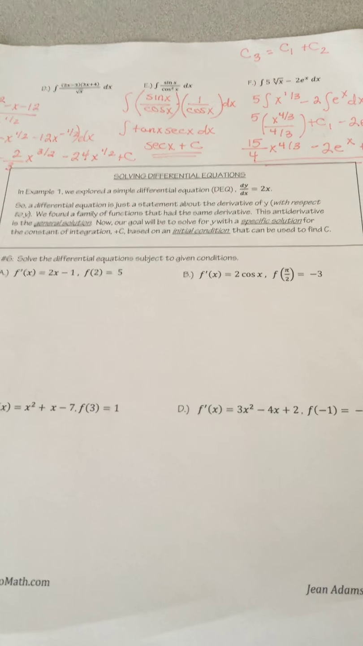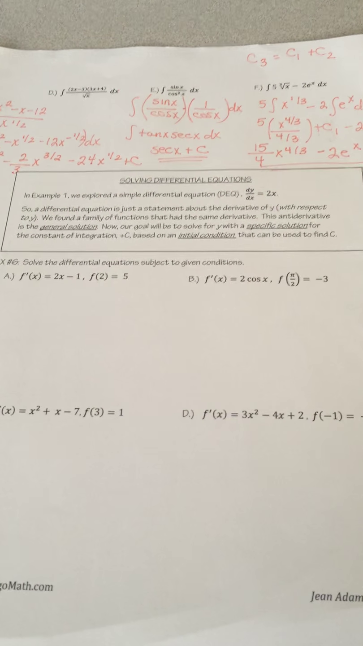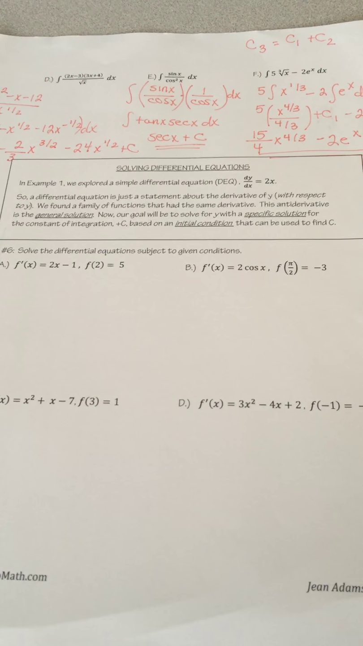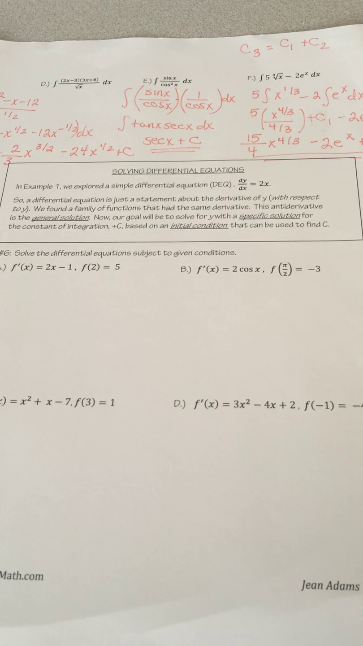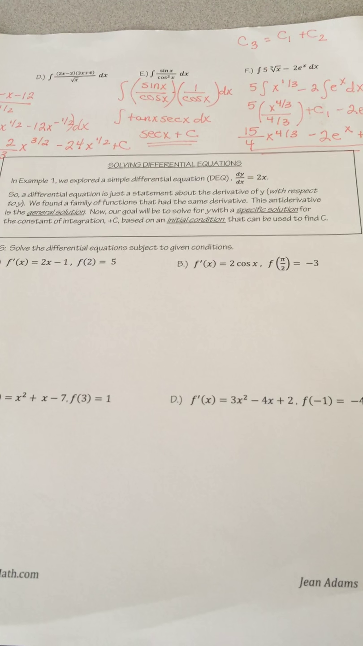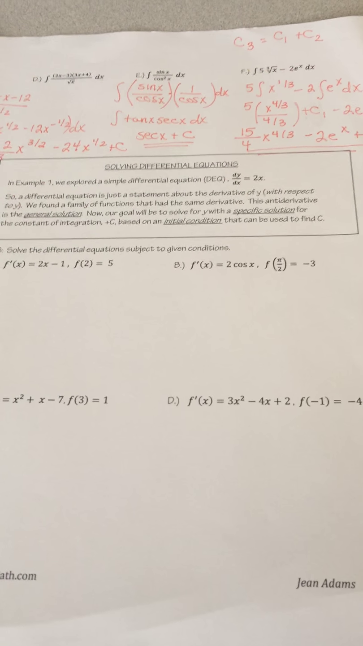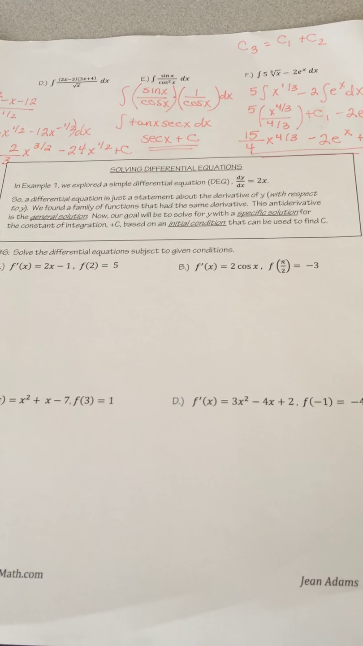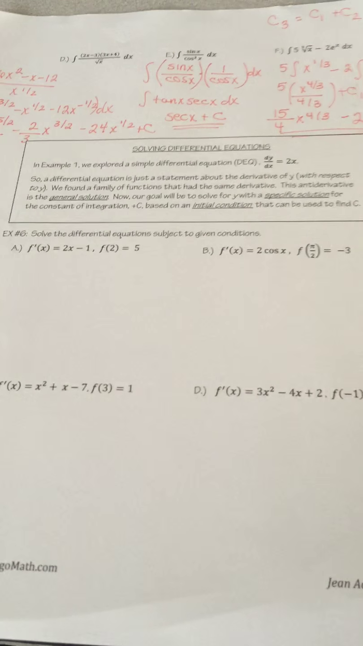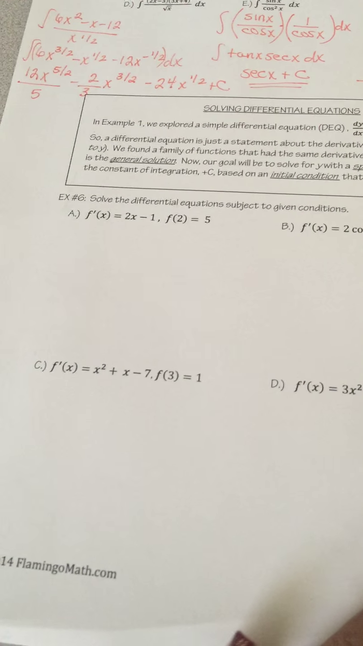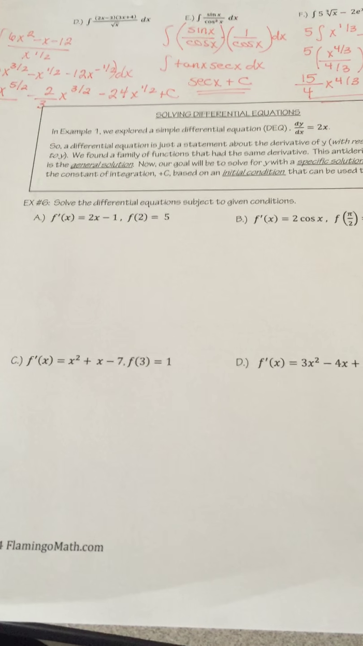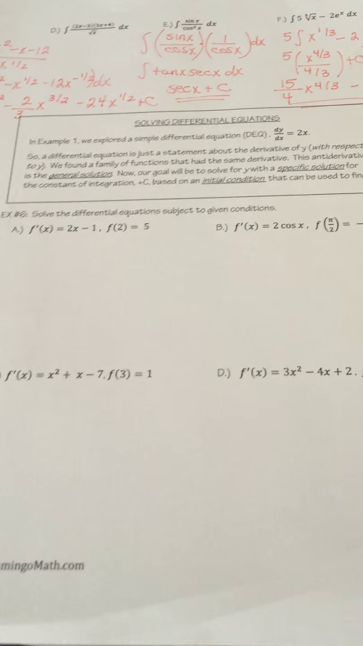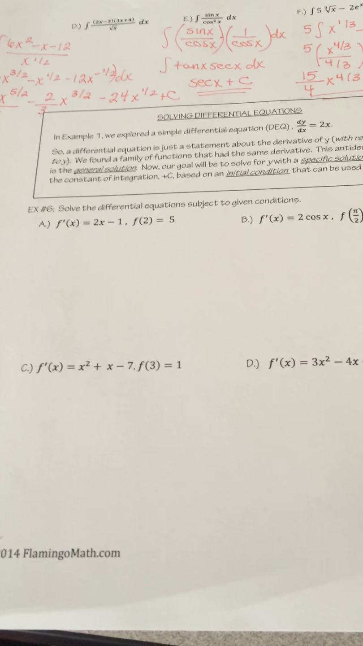We found a family of functions that had the same derivative. This antiderivative is the general solution, but now our goal is to solve for y with a specific solution for the constant of integration, which is our plus c, based on the initial condition that can be used to find c. So looking at this very first example, or these 4 examples, solve the differential equations subject to the given conditions, or the initial condition as it's known as.